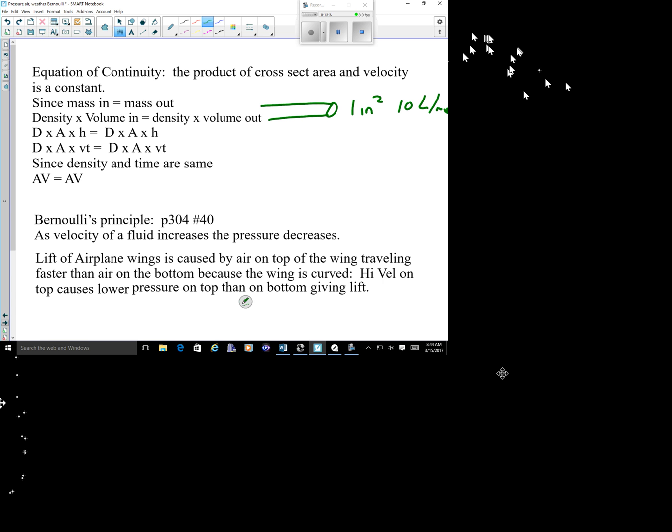Well, if you look at these formulas here, you have A1V1 equals A2V2. Now, here's what I mean. The first AV has to equal the second AV. You say, what the heck does AV stand for? Well, A is going to be your area, and V is going to stand for the volume or the velocity of the water coming out.